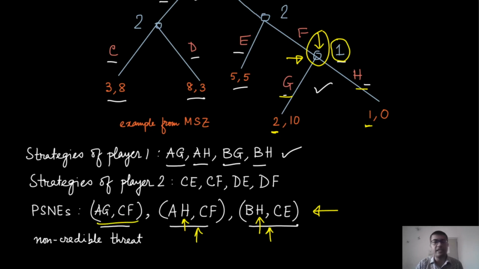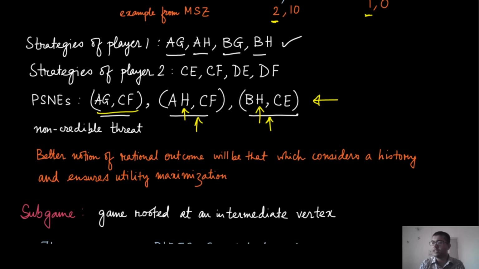While AGCF is indeed a credible threat, because if it reaches here, then of course player 1 gains by choosing G and H. So that's the point that we want to capture in this game, the rational outcomes of this game in a reasonable way. And clearly the pure strategy Nash equilibrium is unable to capture that. So let us look at what are the possibilities.